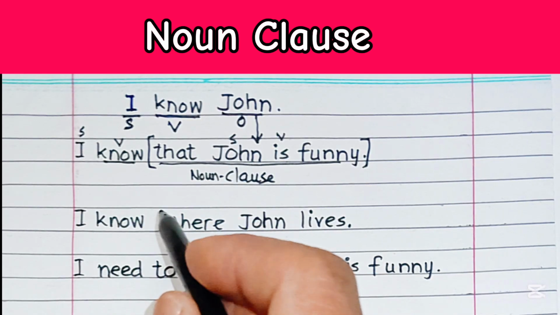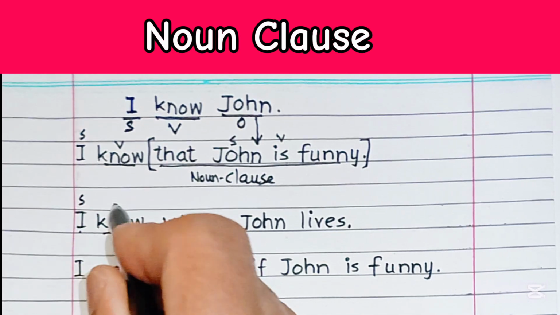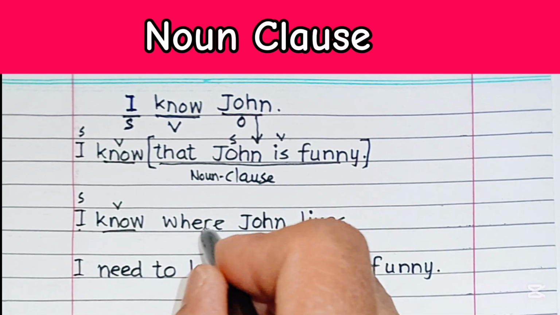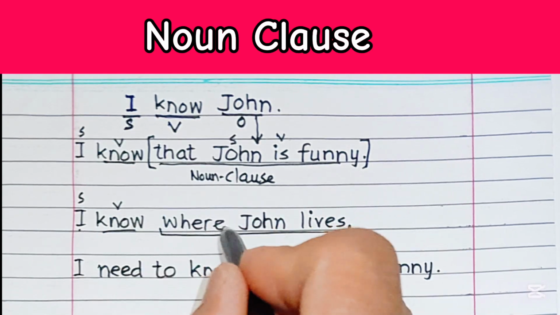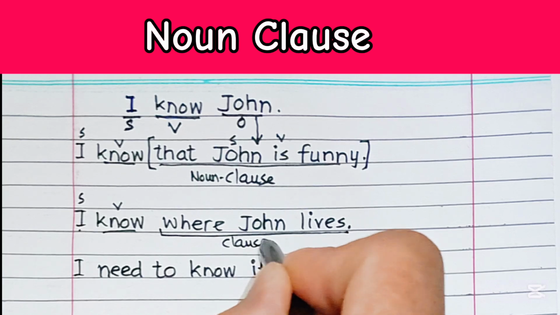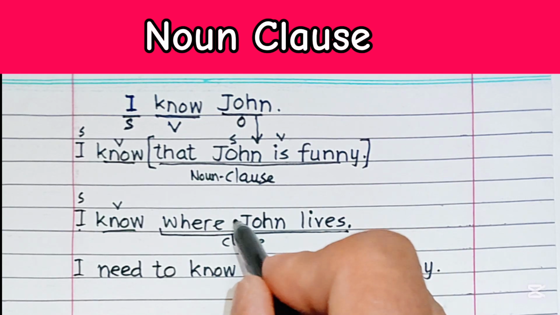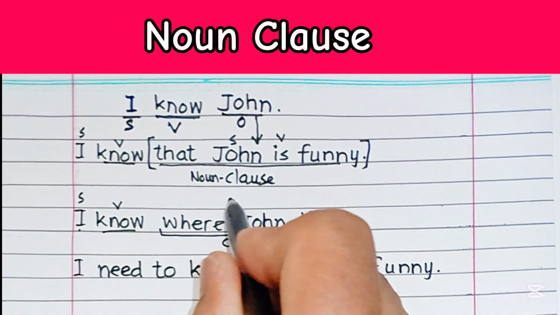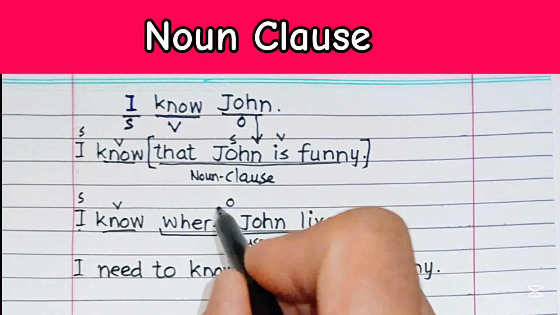Another type of noun clause could be this one: I know, this is the subject and this one is the verb, where John lives. This particular clause is acting like a noun in this sentence. It has a subject and then a verb, and this is the object of this sentence. So, I know where John lives.